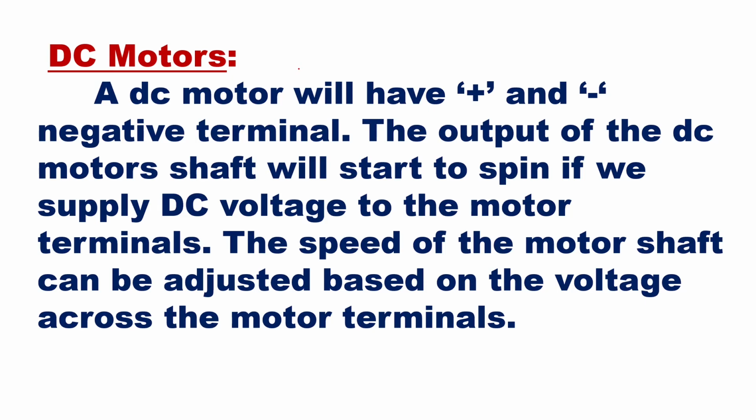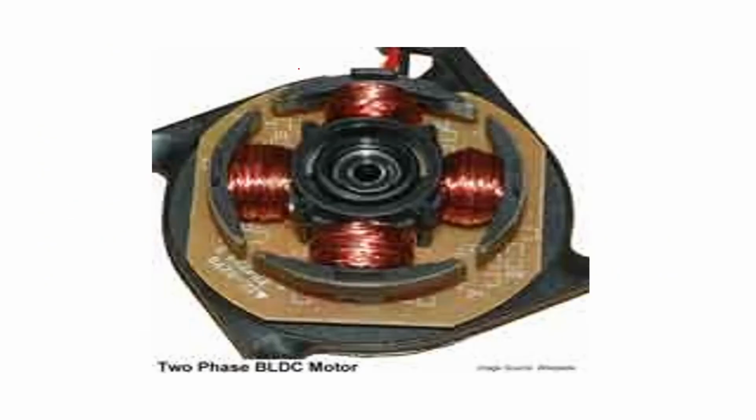The speed of the motor shaft can be adjusted because of the voltage across the motor terminals. So here you can see this DC motor, and you can see the windings shown here. This is the rotating part.